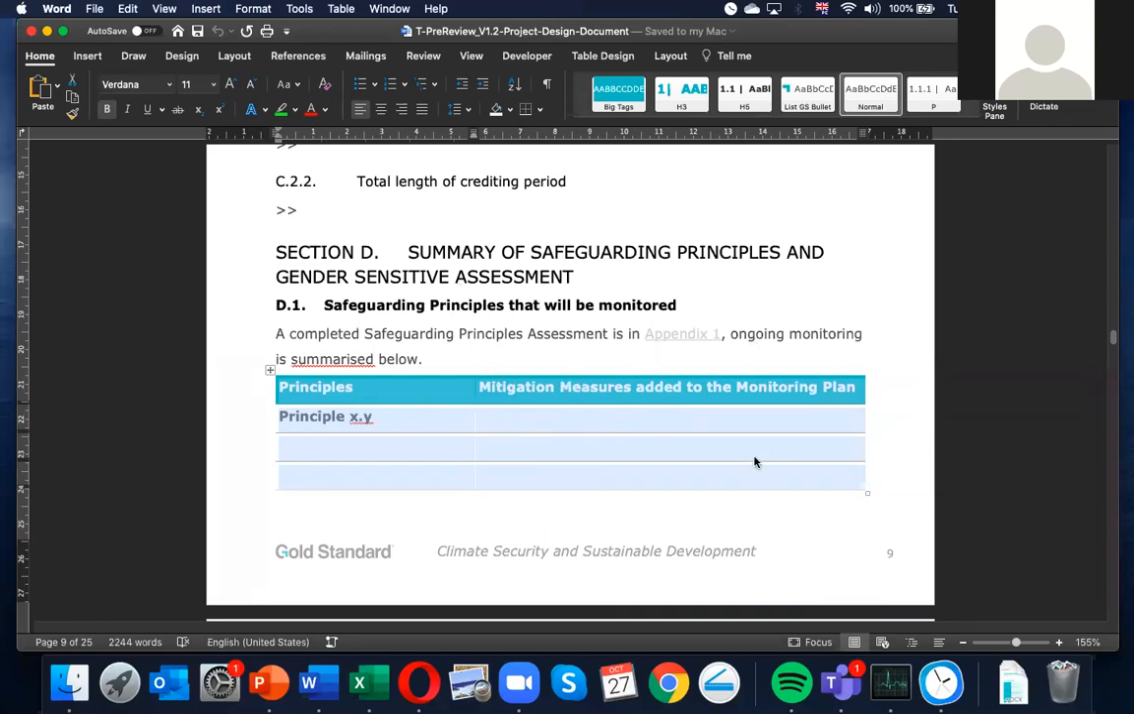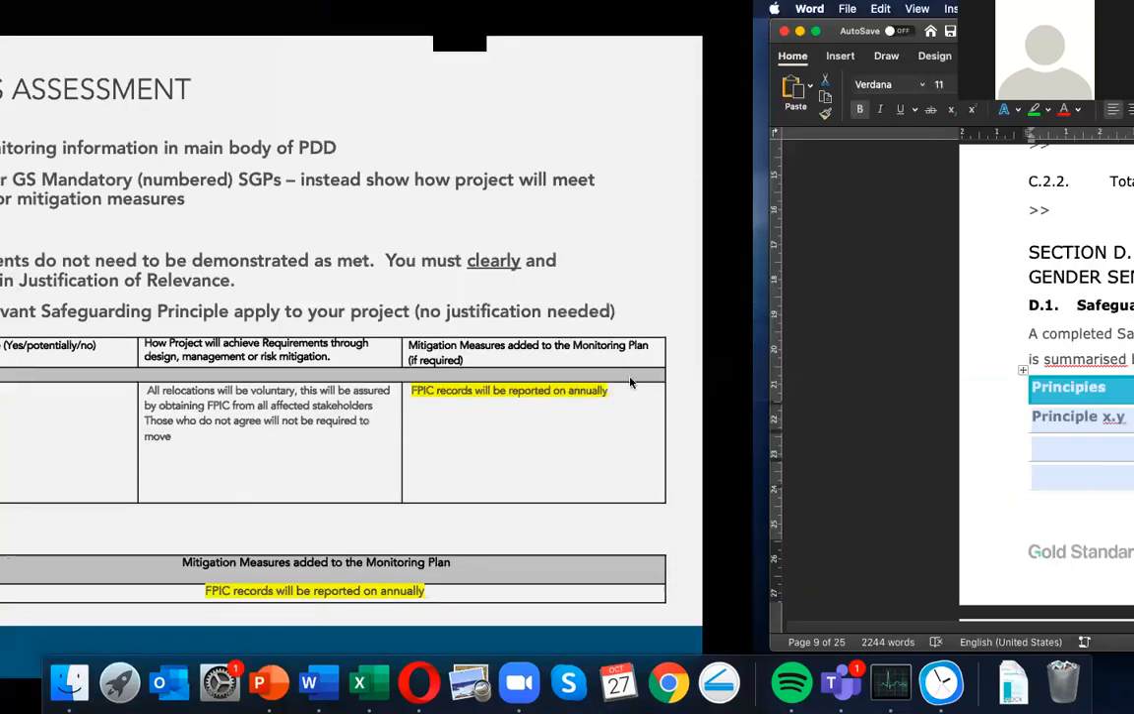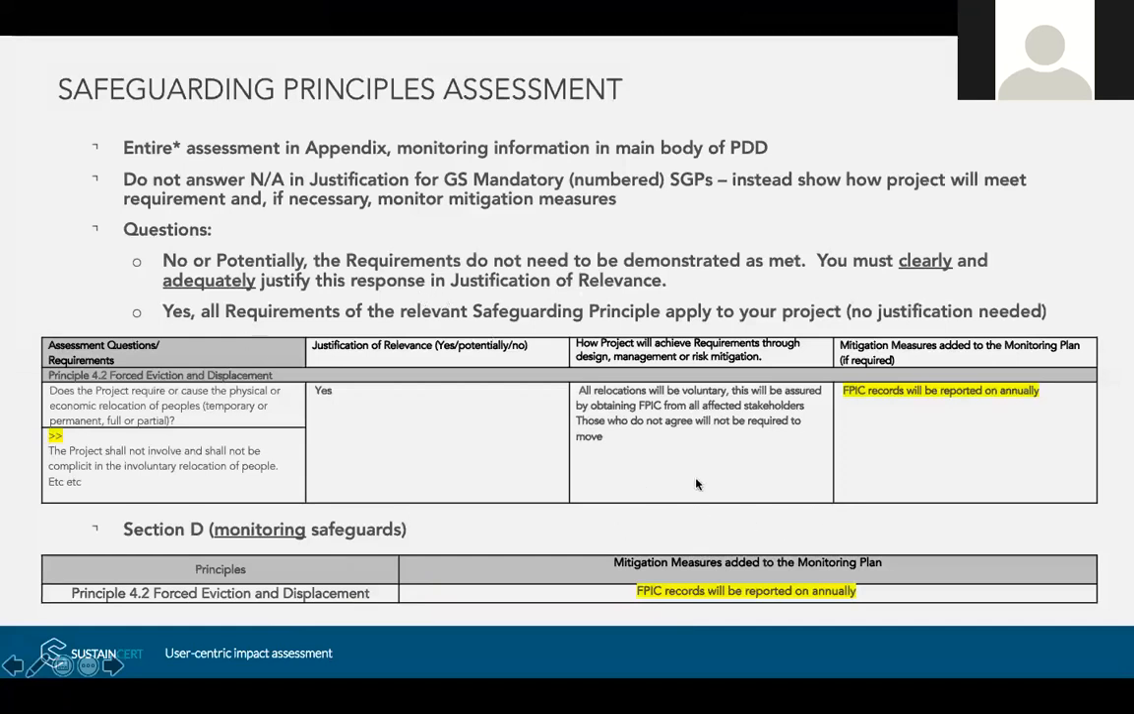The assessment stands on its own in the appendix. It's obviously an important part of establishing the design of the project, but for the ongoing life of the project and the purpose of the project design document, really it's about what the monitoring plan looks like. So hopefully this guide here just explains what we were thinking with how the safeguarding principles assessment should be done.